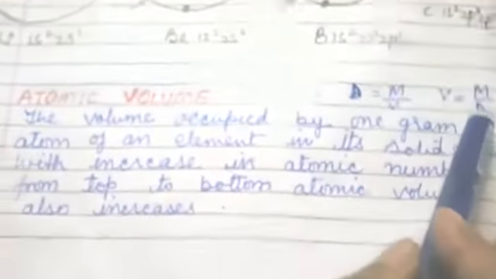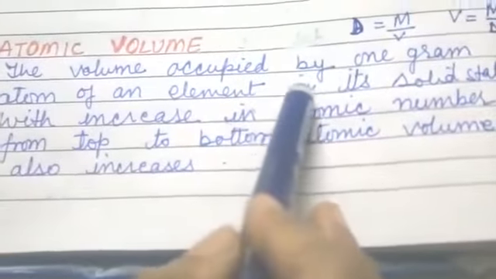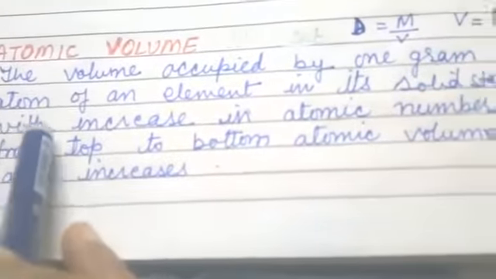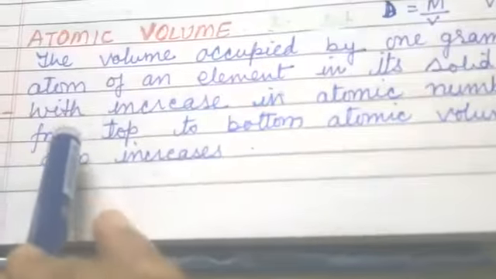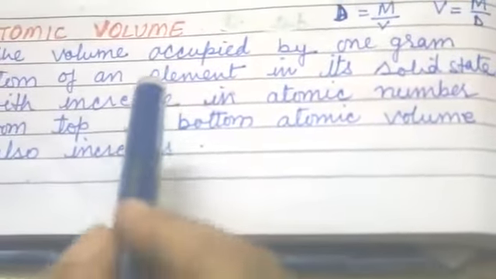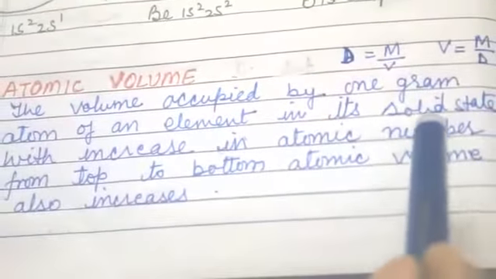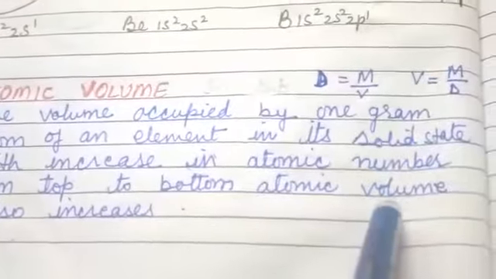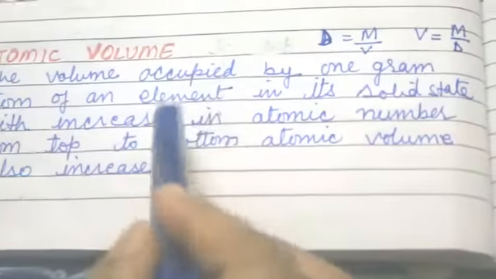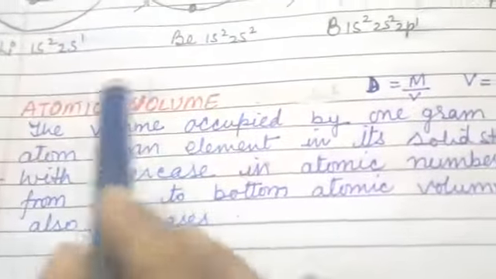Now atomic volume. See, density is mass upon volume, so volume is mass upon density. Atomic volume is the volume occupied by 1 gram atom of an element in its solid state. So with increase in atomic number from top to bottom, atomic volume also increases. So volume is the space occupied by the orbital. The space is volume.